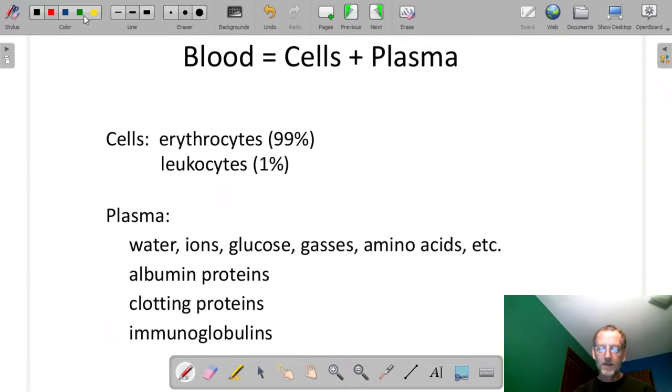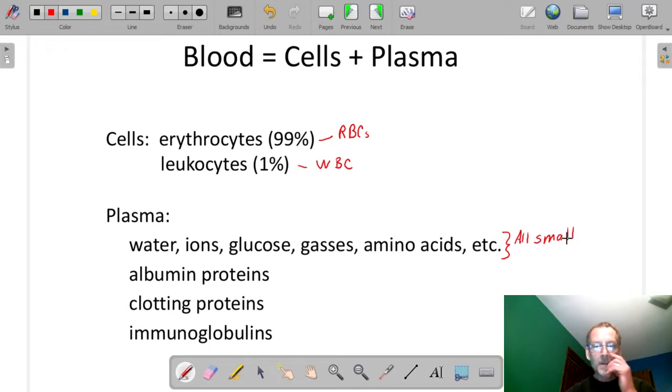So the cells are erythrocytes or leukocytes. About 99% of them are erythrocytes or red blood cells, and approximately 1% are the leukocytes or the white blood cells. Leuko for white. The plasma is made up of that part of the blood that's not the cells. So it contains mostly water, ions, glucose, gases, oxygen, carbon dioxide, amino acids, etc. Basically, it's all of the small stuff in the blood.